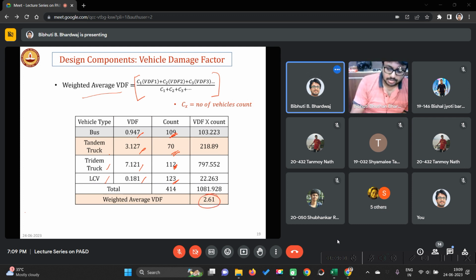The number of vehicles that have passed, suppose 100 vehicles have passed, you need to multiply it with 2.61. That means that 100 vehicles will be equivalent to 261 vehicles. Alright?